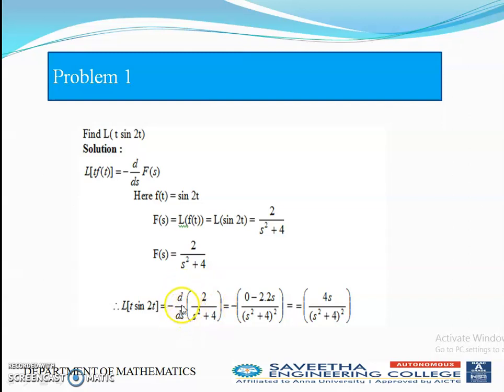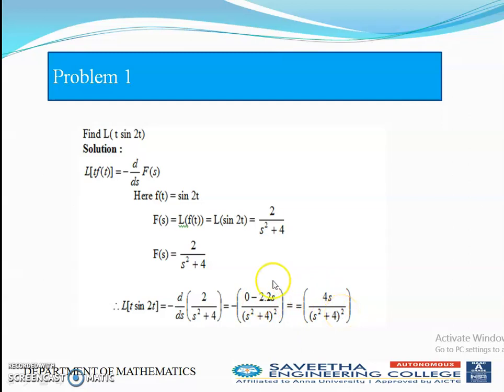Next we differentiate with respect to s. Here we can use the 1 by x form or the u by v form. Taking the 1 by x form, the differentiation of 1 by x is minus 1 by x square. So we write minus 2 divided by s square plus 4 whole square, and again differentiate s square, which gives 2s. We have one minus here and another minus, so minus of minus is plus. Therefore 4s divided by s square plus 4 whole square.